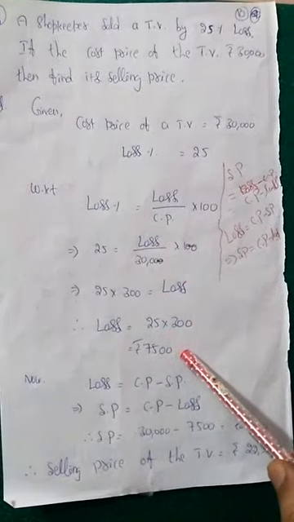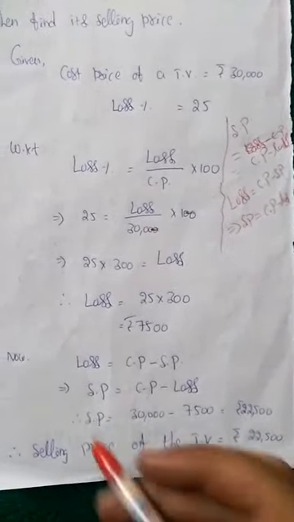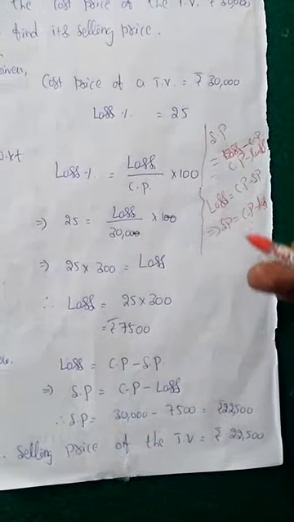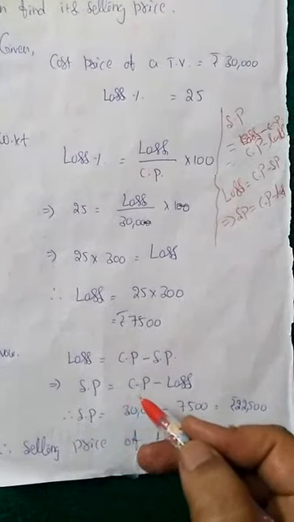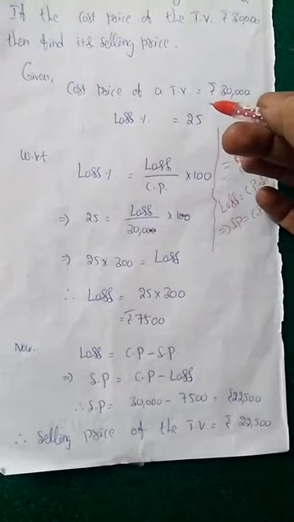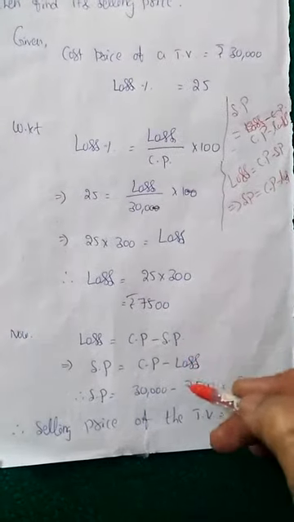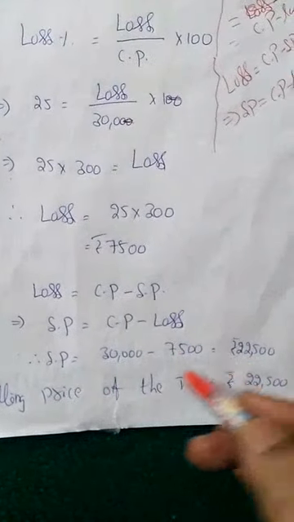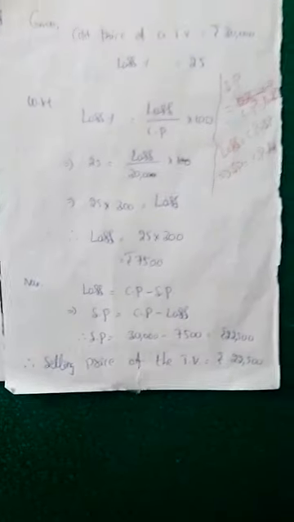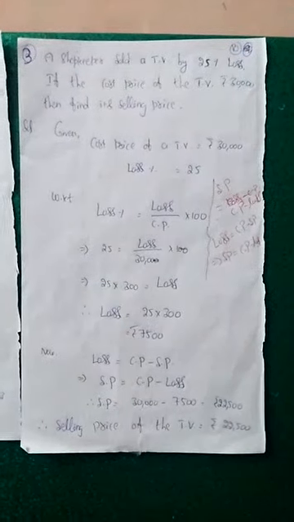Now we have the cost price 30,000 and loss 7500, so we can easily find the selling price. We know selling price equals CP minus loss. I already told how it comes. Straight away substitute the given values. CP is 30,000, and loss we got here is 7500. Then simplify: 30,000 minus 7500 is 22,500. So the selling price of the television is 22,500.